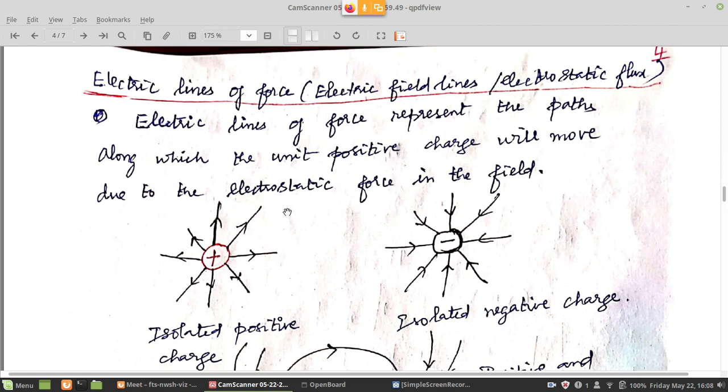Because the test charge is generally positive, this is how one can pictorially represent a field around a positive and a negative charge. So the electric lines of force basically represent the paths along which the unit positive charge will move. Why will the charge move? Because of either a force of attraction or repulsion. For a positive charge, it will be repulsion, so it will move out. For a negative charge, the positive test charge will be pulled towards the negative charge. Therefore, the arrows will point inside.